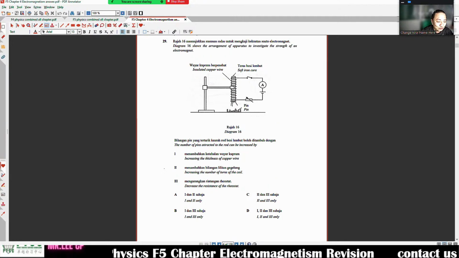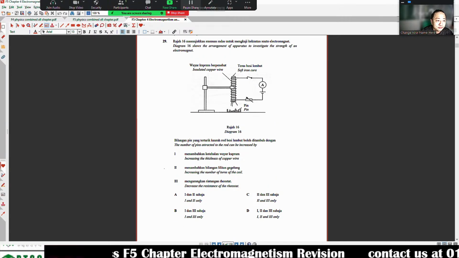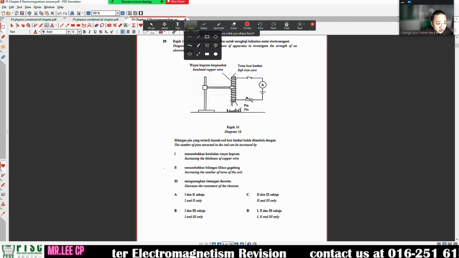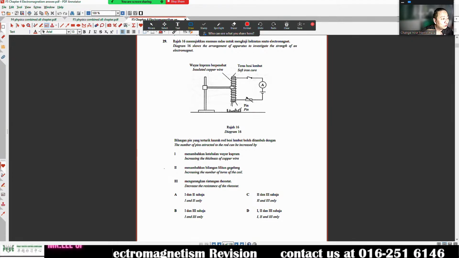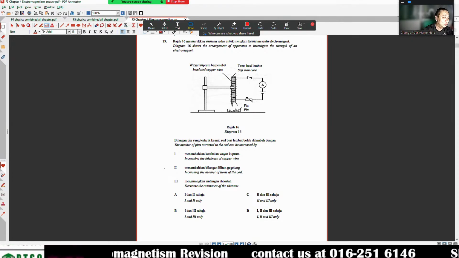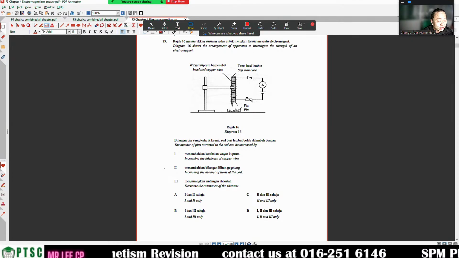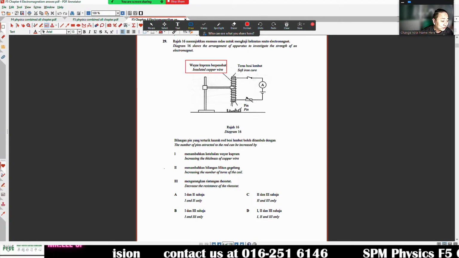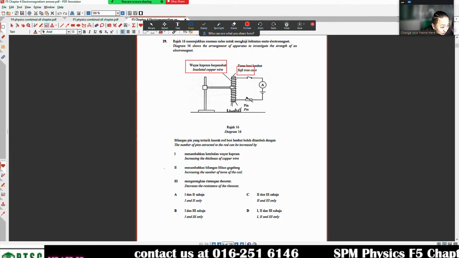We quickly go for some questions here, alright? Now, be careful. Hey, teacher, you said copper will become a permanent magnet. Yes, I do say so. Right? But this one is copper wire. You have to be careful. Not a copper core. This is a soft iron core.